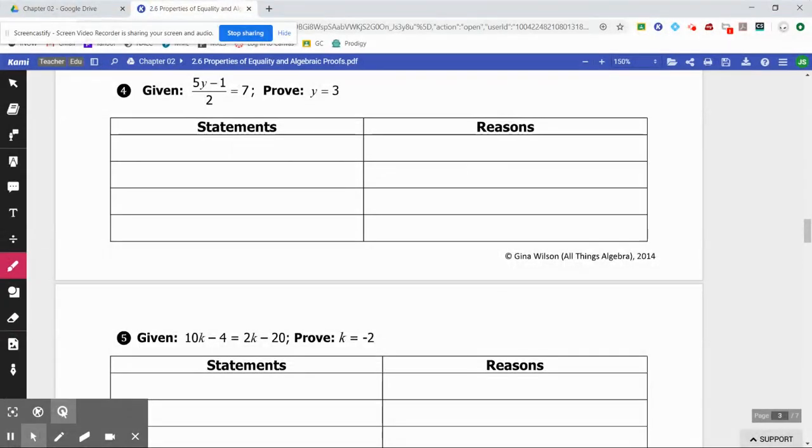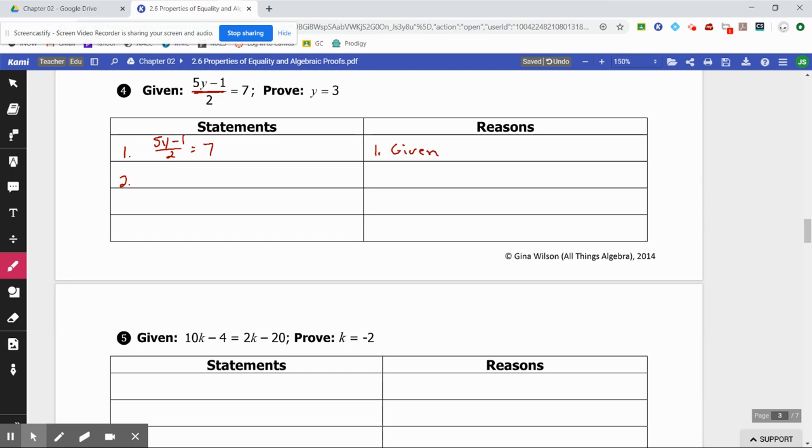Okay, number 4 is just a little bit different because I want to point out that on number 4, the whole left side is being divided by 2. So we're going to have to start out with a little bit different strategy here. So number 1 is still a given though. 5y minus 2 all divided by 2 is 7, and that is your given. But we have 2 options.